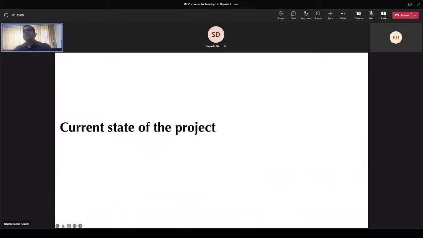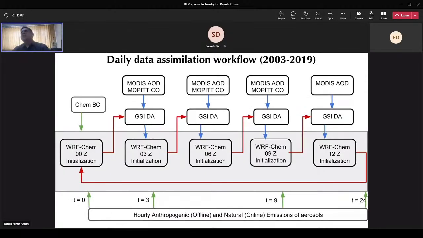So all our developments are complete, and we are now actually running the model. This is the model workflow that we are following every day. We are assimilating MODIS AOD and MOPITT CO 4 times every day. So what we do is we start the model at 0Z every day. We run it until 3Z. We stop it. We assimilate the data. Then we do another 3-hour run, we assimilate at 6, we do another 3-hour run, assimilate at 9, another 3-hour run, assimilate at 12. Then there is no retrieval for the rest of the day because the satellites have moved to the west. So we do our last run from 12Z to 0Z next day, and this cycle continues every day.